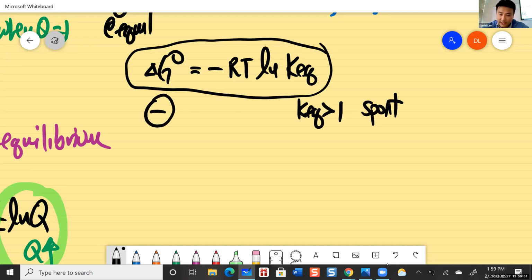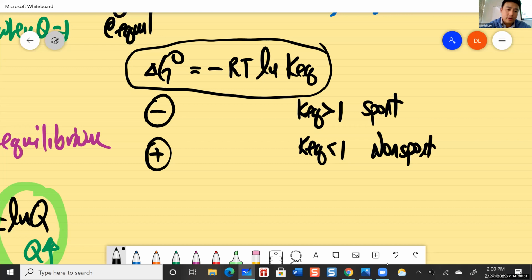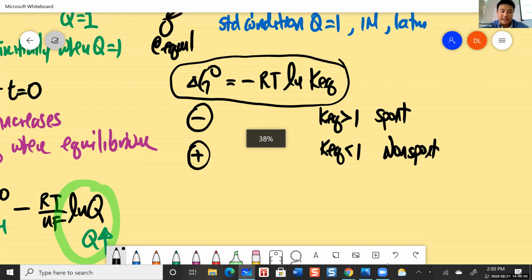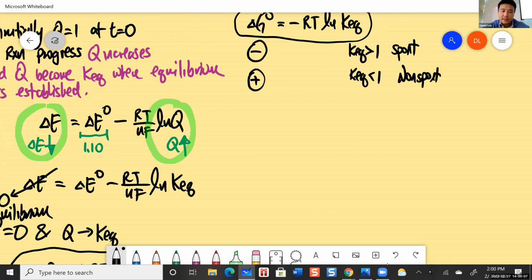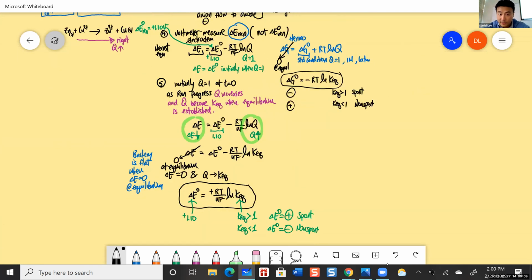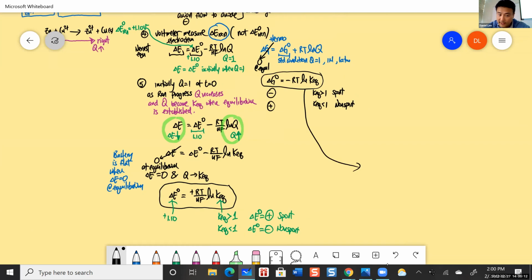They will not conflict with each other. If the equilibrium constant is less than 1, the natural log of something less than 1 is negative. You get a double negative, G is positive. Then you're non-spontaneous when G is positive. Moral of the story is you have these two equations that connect the equilibrium constant with E and G. They will never conflict with each other.